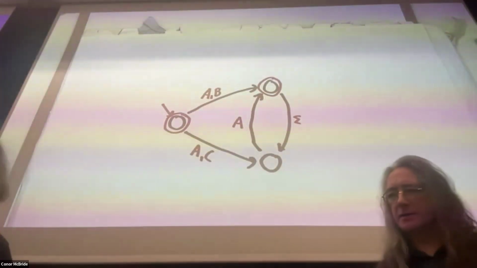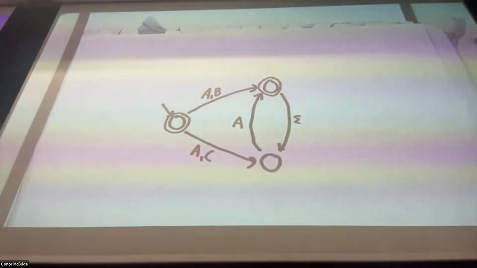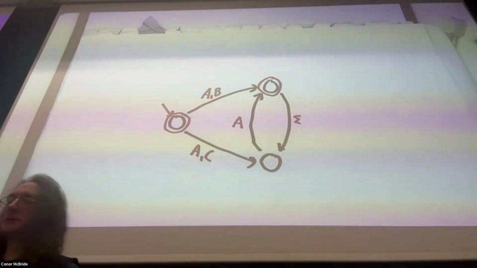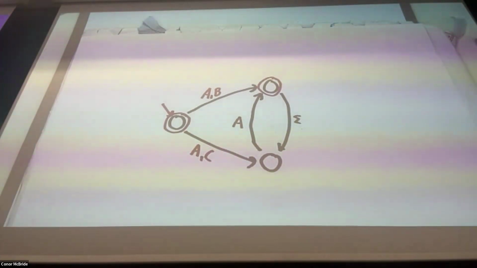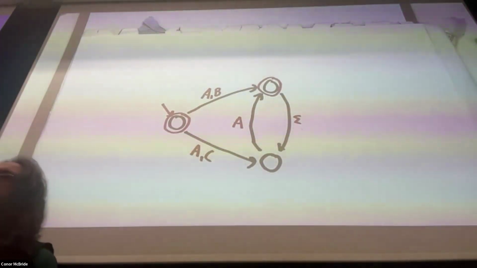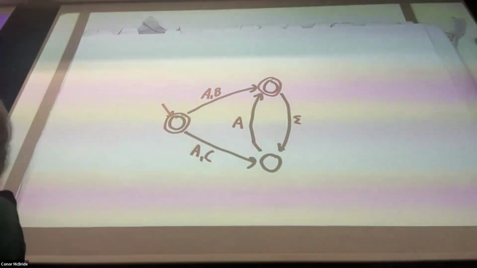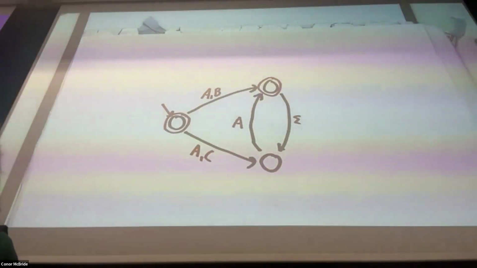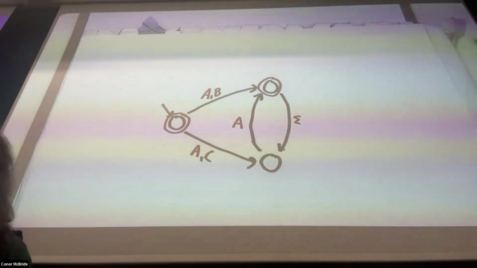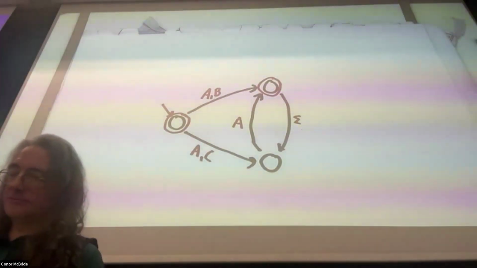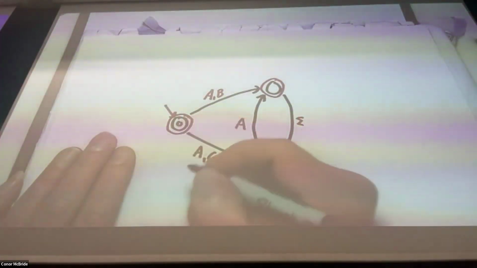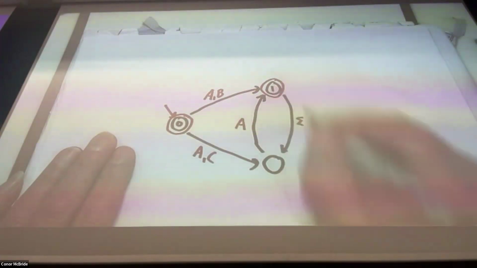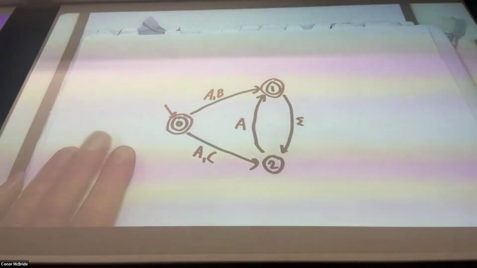Okay, something like this. That looks pretty good. Right. Okay. For my convenience, I am going to number these states. This is state 0. This is state 1. This is state 2.